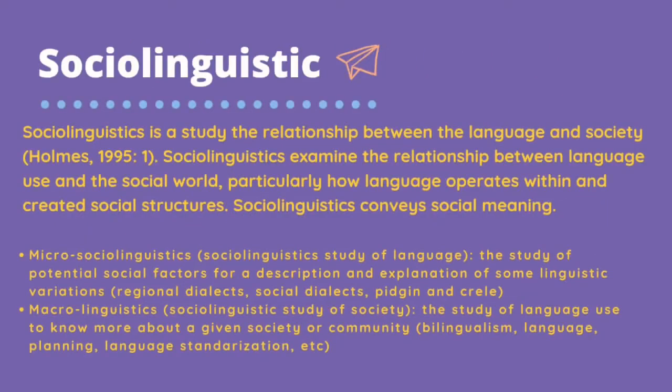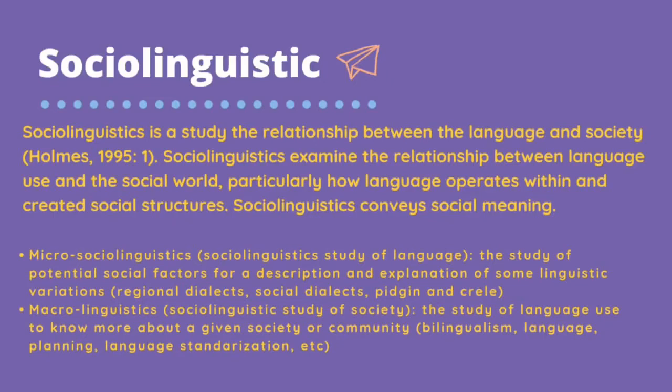Okay, first I will explain about sociolinguistics. Sociolinguistics is the study of the relationship between language and society. Sociolinguistics examines the relationship between language use and the social world, particularly how language operates within and creates social structure. Sociolinguistics conveys social meaning.